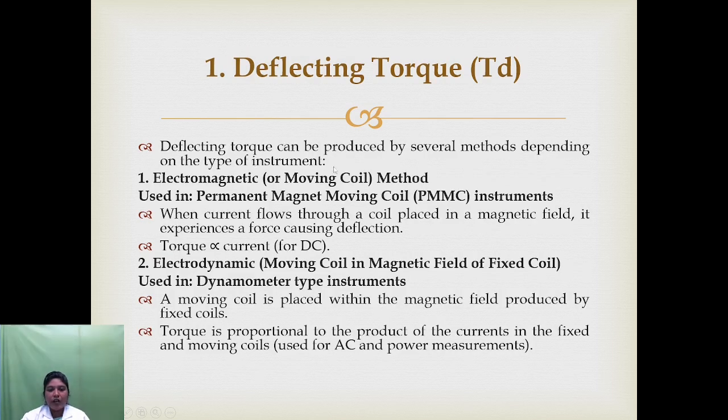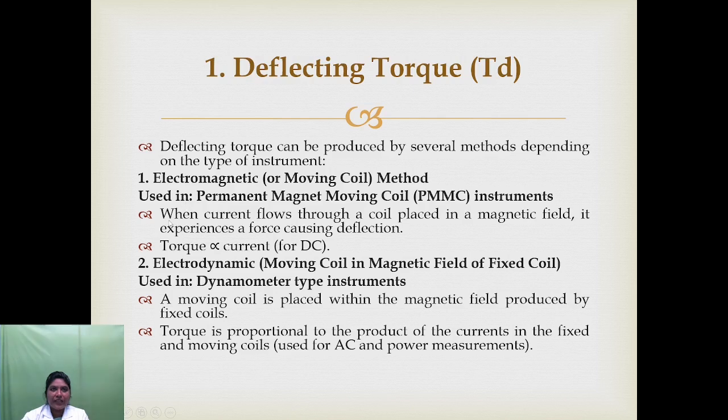The deflecting torque can be produced by several methods depending on the type of instrument. We have many methods to produce the deflecting torque, and we can see the various methods. First is the magnetic effect, that is, the electromagnetic effect. This is found in the moving coil method, and it is used in the permanent magnet moving coil instrument, the PMMC instrument.